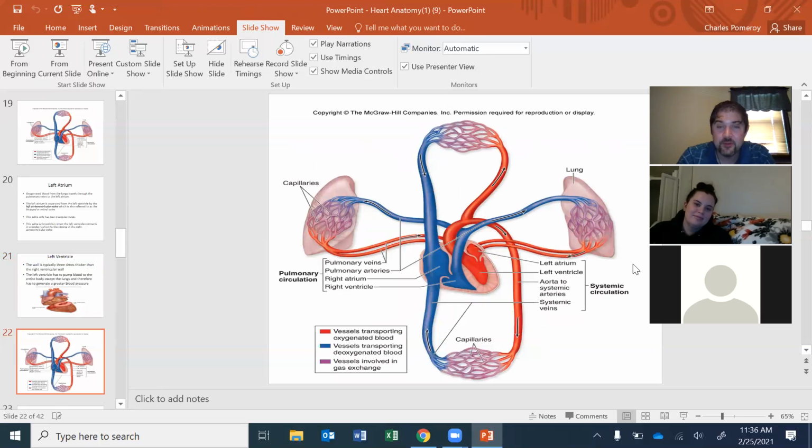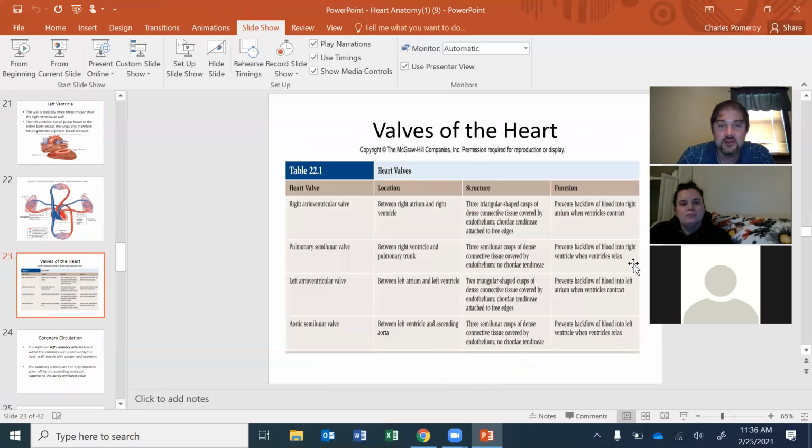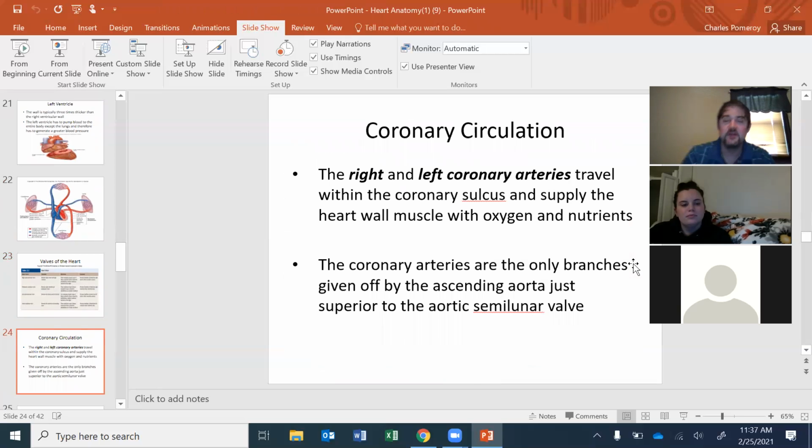There's the 2 circulatory patterns. So it just shows you the pulmonary circuit and the systemic circuit. And then you get a little table there, the valves. Okay, here's the last external feature that you have to know for next week's test.